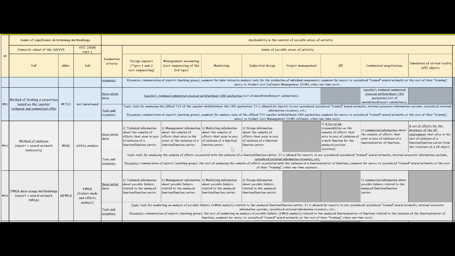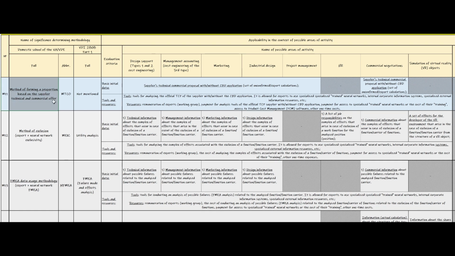M11. Method of forming a proportion based on the supplier technical and commercial offer. The methodology implies assigning importance to functions and their function carriers in proportion to the purchase price of purchased products specified in the technical commercial proposal or information from unofficial sources in a tabular format, etc. Commercial calculation of varying degrees of detail, for example, tabular cost breakdown, and similar sources of information.